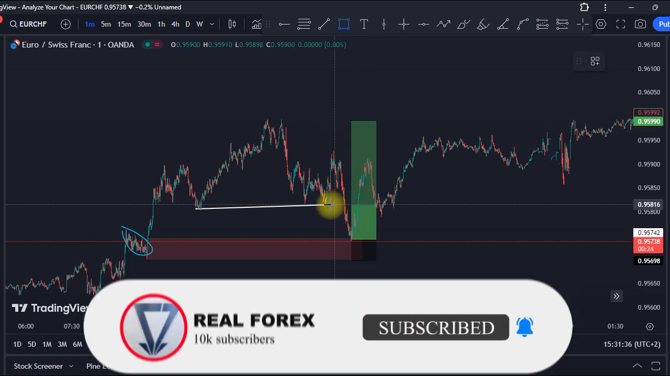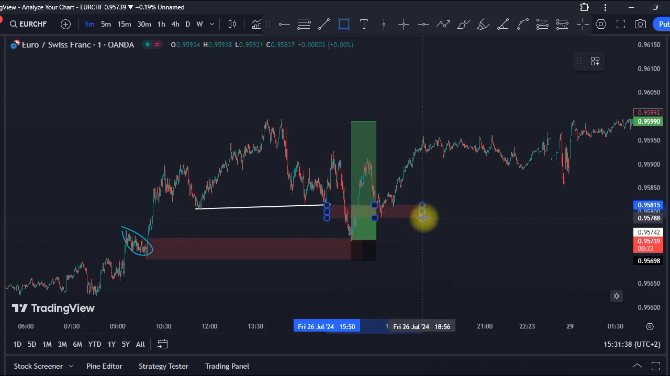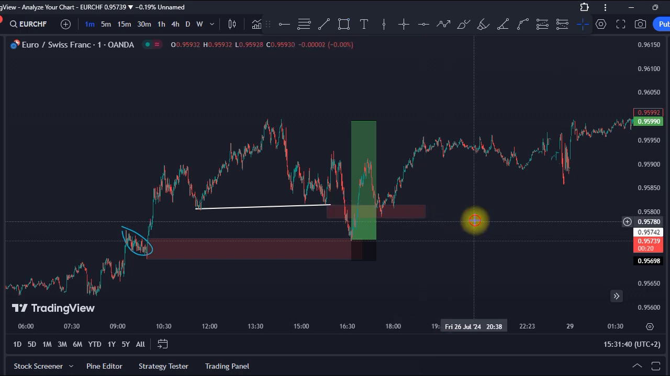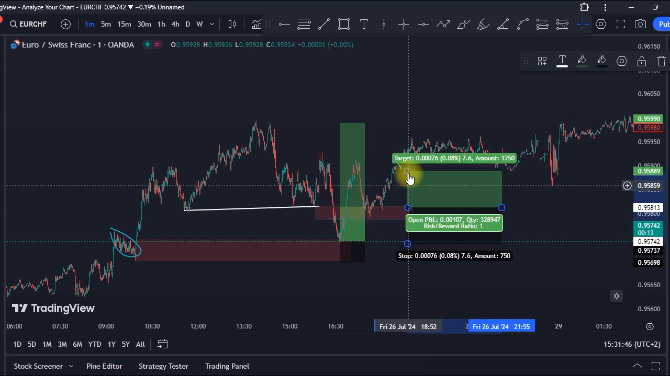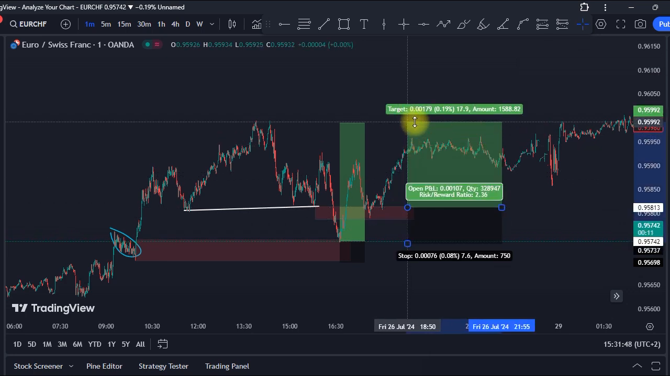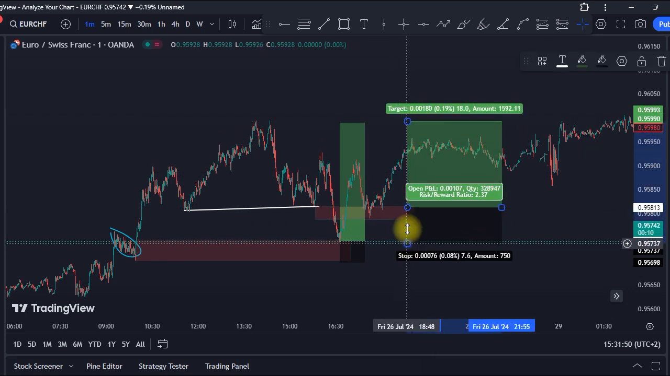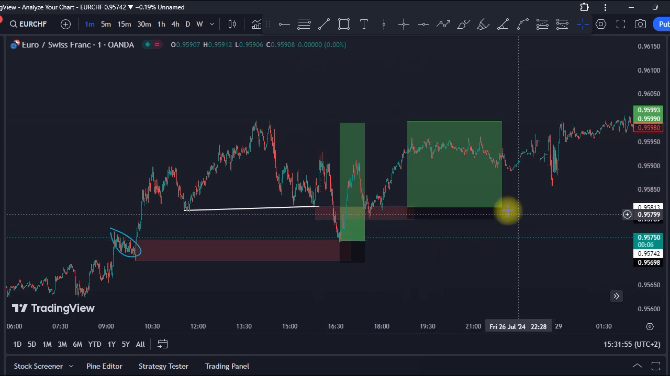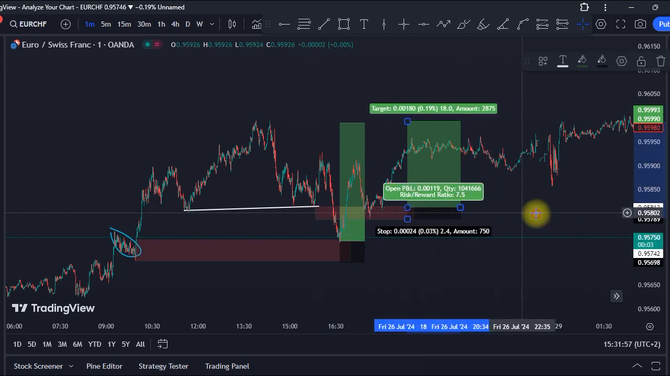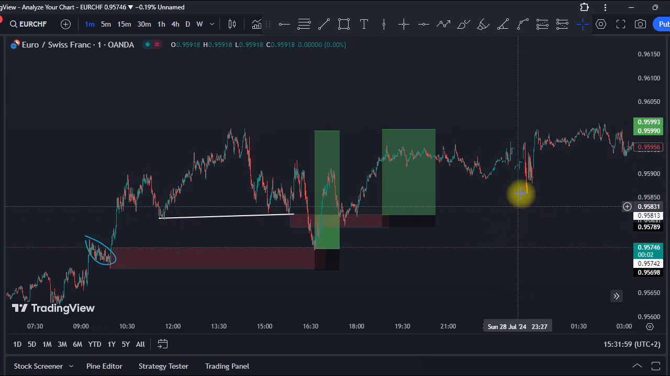This was going to be your confirmation. When the market retraced here, you're going to be buying from this level. So you could have had this as your first entry and this one as your second entry, and then this was going to be your second entry. The target is still the same, and as the market continues, you can also have another entry over here.